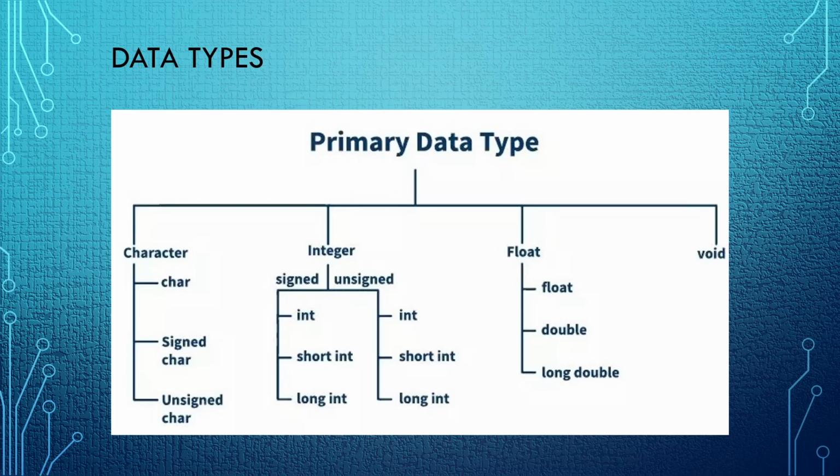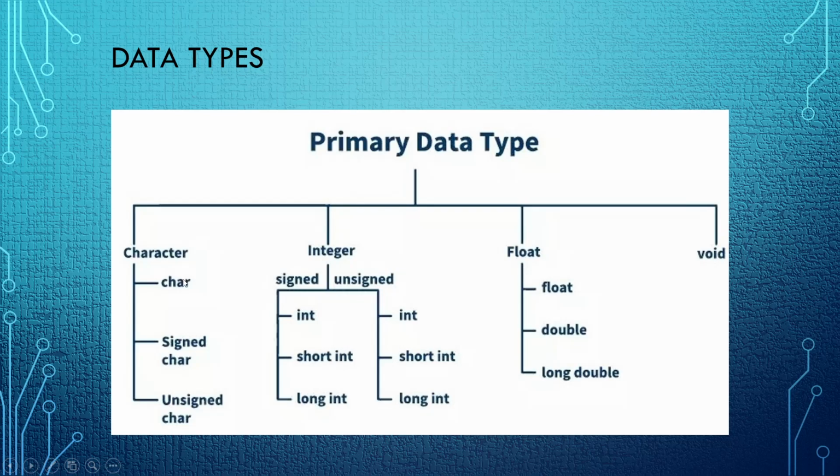The third one is data types. The primary data types in the C programming language are the basic data types. They are already defined in the system and also known as built-in data types. The following are the data types used in the C programming language. These are character, integer, float and void. The first one is character.